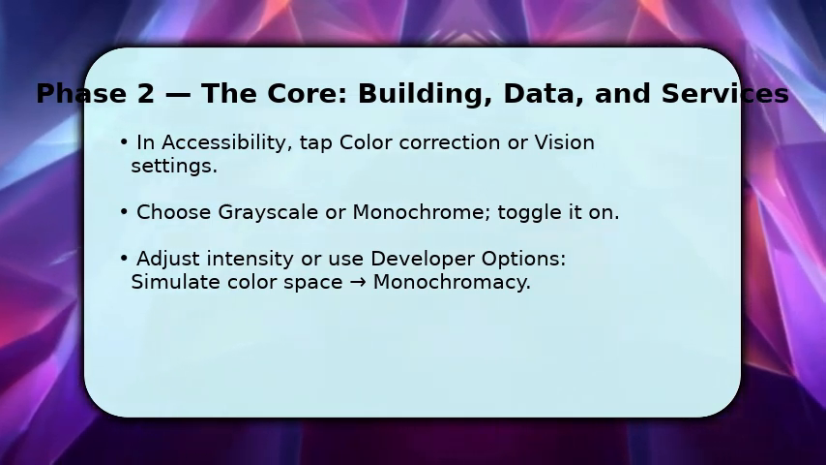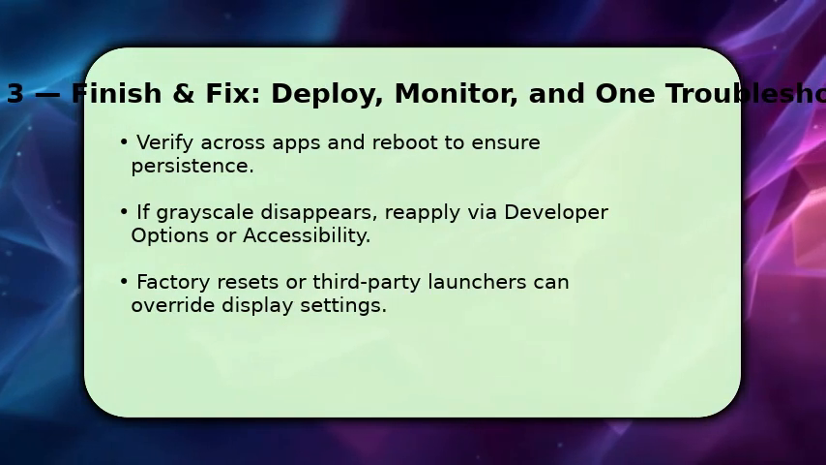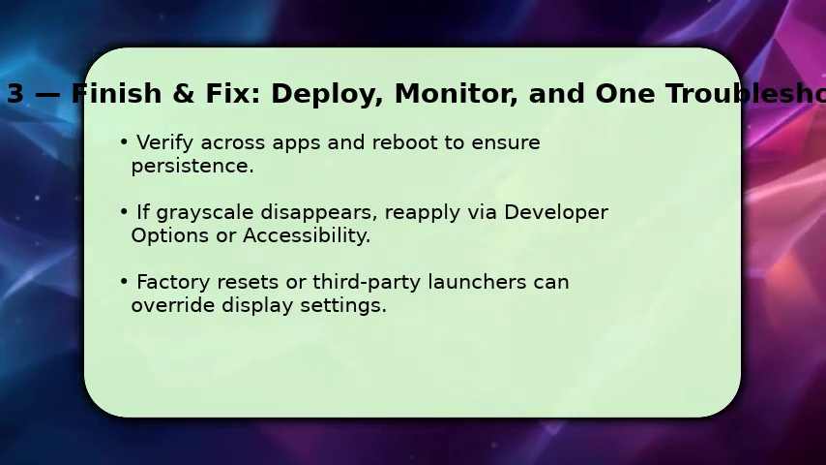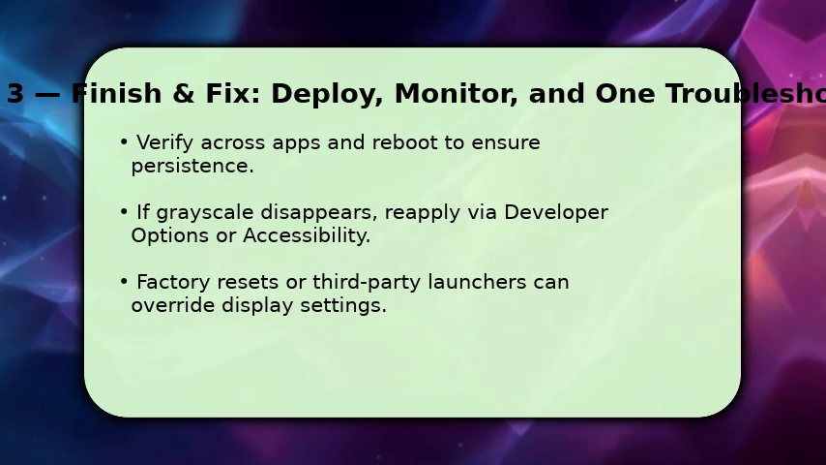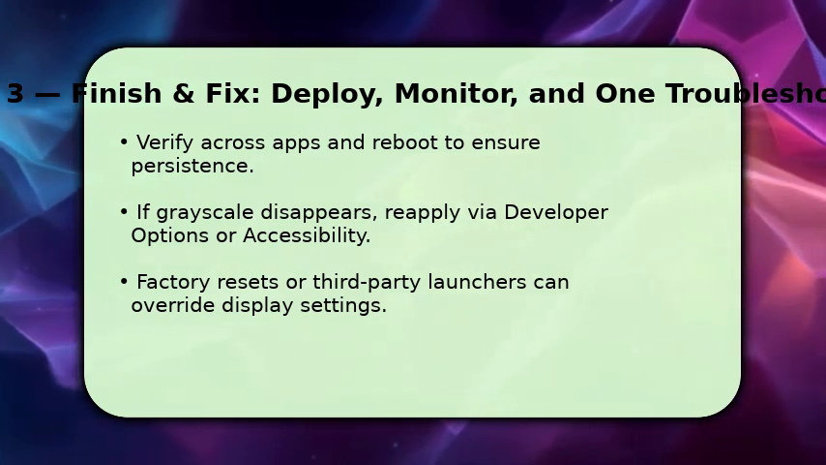You finish by verifying Grayscale on several apps and then rebooting, because some phones reset color settings on restart. If the effect disappears, reapply the setting using the other method. Accessibility versus developer options, try the alternate one to force persistence.